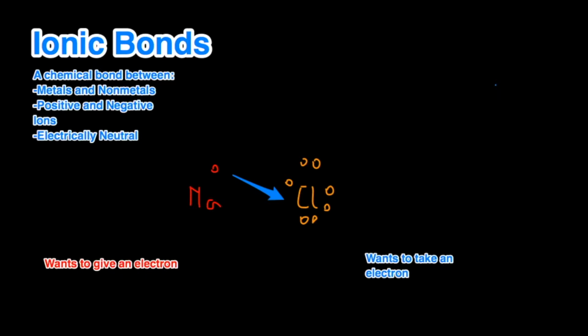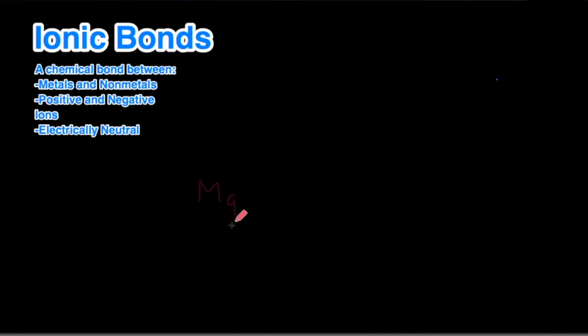Taking these two elements, since one is negative and one is positive, they will want to bond with each other because opposites attract. They will bond to create an electrically neutral compound called NaCl or sodium chloride, also known as table salt. Another example of an ionic compound is magnesium oxide, or MgO.